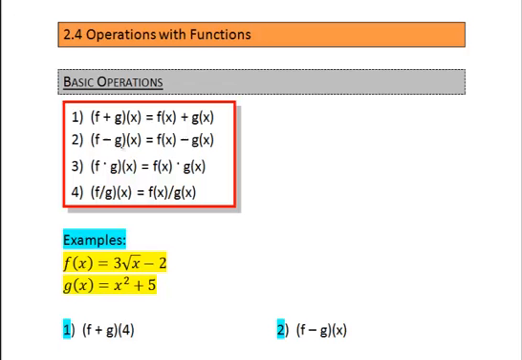The next one, of course, is subtraction. Works the same way. You just have to be really careful with subtraction because you might have to distribute it to everything that's in this g of x, or the second function. F times g of x, just like it says, you just multiply them together. And then f divided by g of x, you just divide them. Now you have to be really careful about division and make sure that your denominator is not equal to 0.